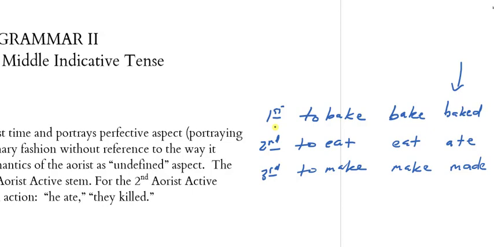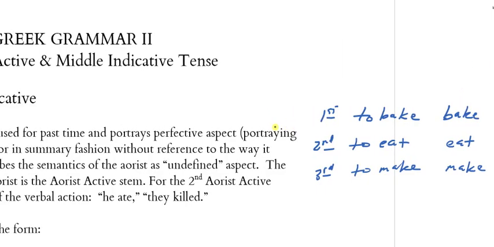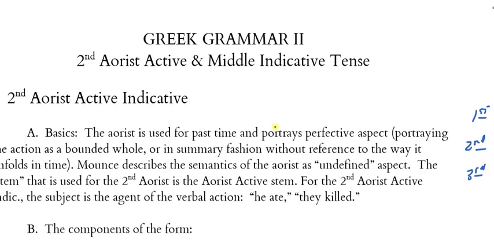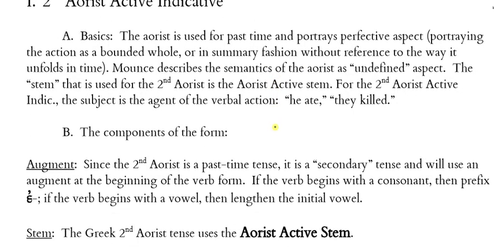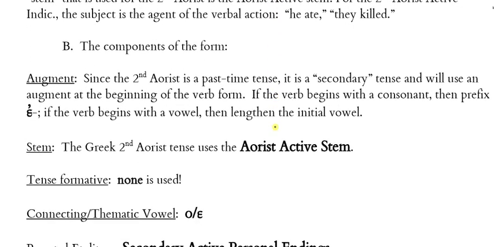So there won't be any new things to learn except for the fact that there is a new stem to consider when you learn the second aorist. We're not using the present stem like the imperfect used. But all the other things that the imperfect used, the second aorist will use as well. Next chapter, we'll talk about how the first aorist is formed. All right? So let's take a look here at the components of the form.